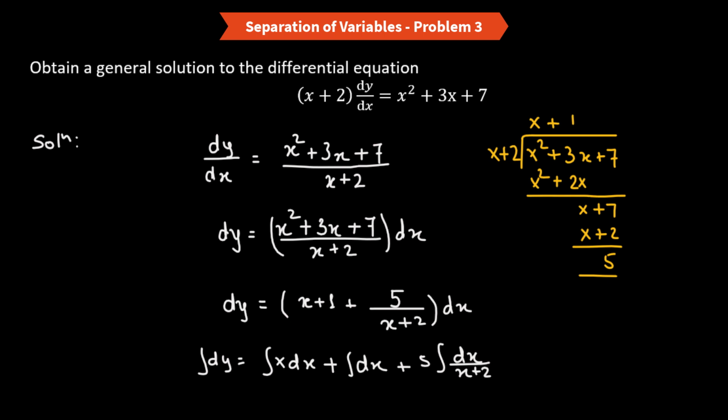Integration of dy will be y, which will be equal to integration of x dx, so that is x squared over 2, plus integration of dx, which will be x, plus 5 times integration of dx over x plus 2, which will be natural log of x plus 2, plus the constant of integration c, and this is going to be the required solution to the given differential equation.